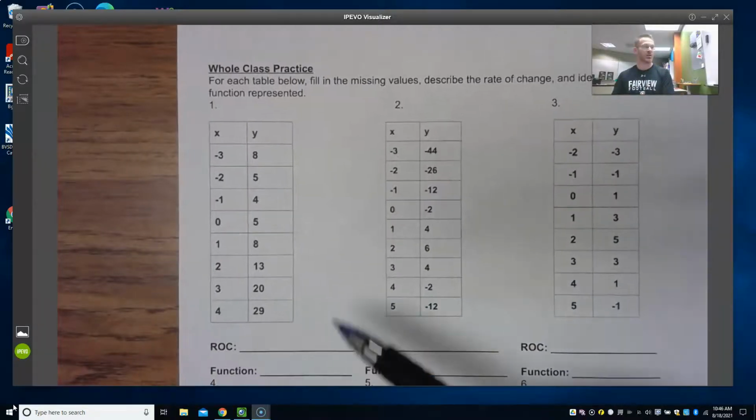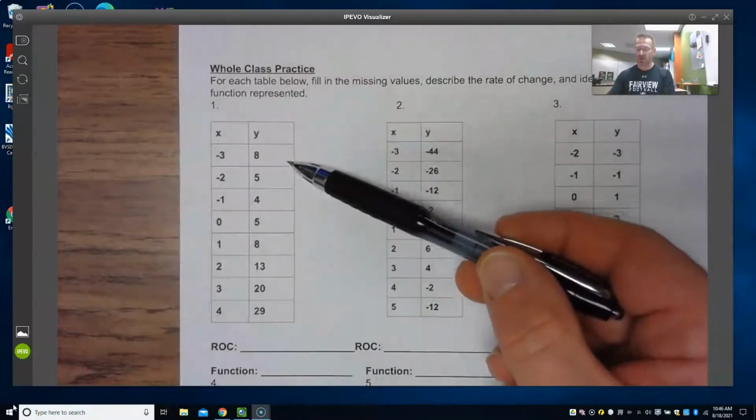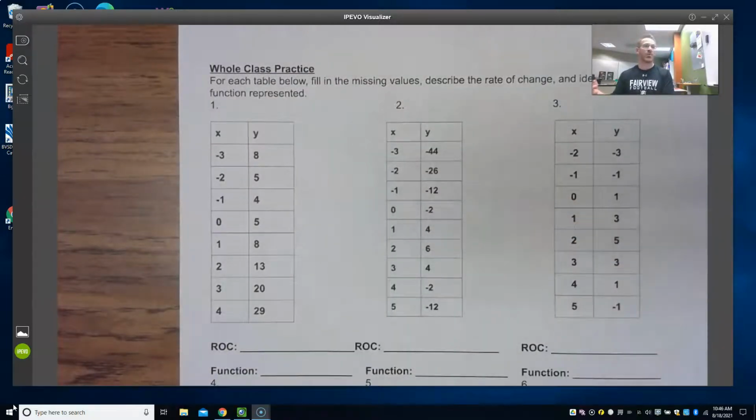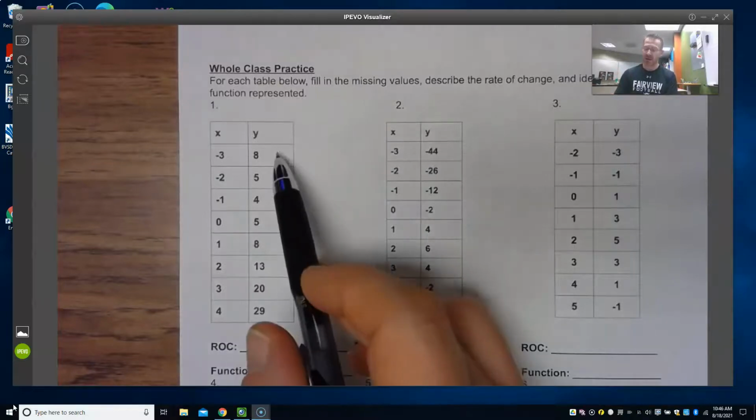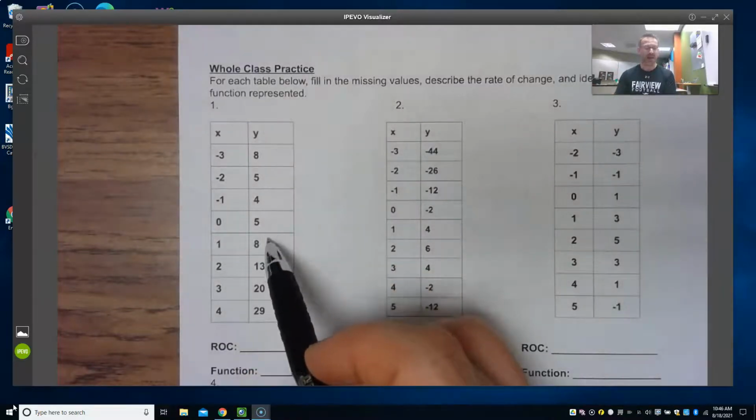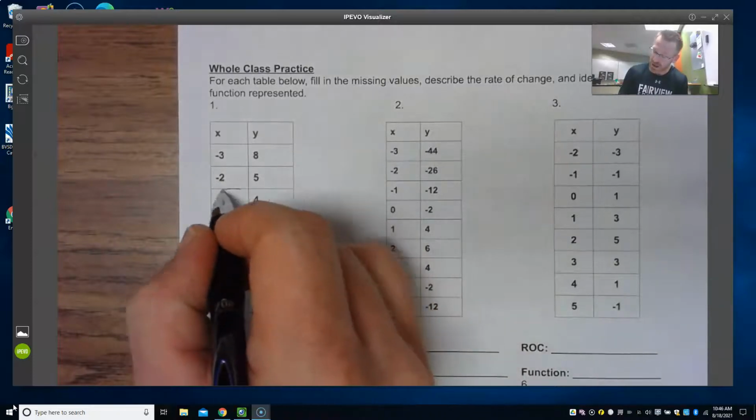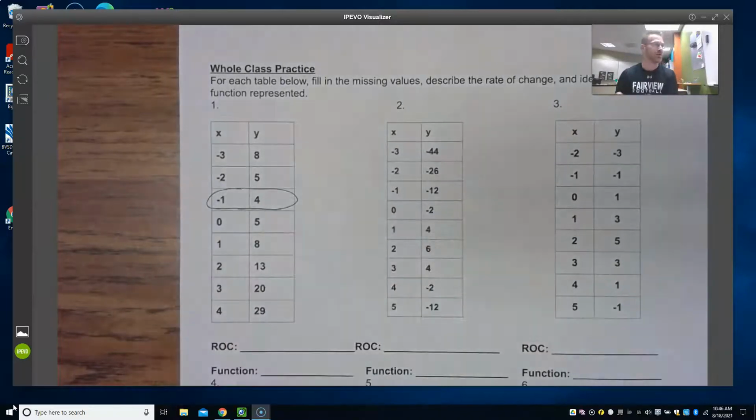And so the first thing I'm going to do is scan my table to see if I see a turning point. I'm going to look for symmetry. I'm going to look, does it go down and then up? And what I see here is a turning point. I can see that it goes 8, 5, 4, and then 5, 8, 13. So right now I have a turning point at -1, 4.